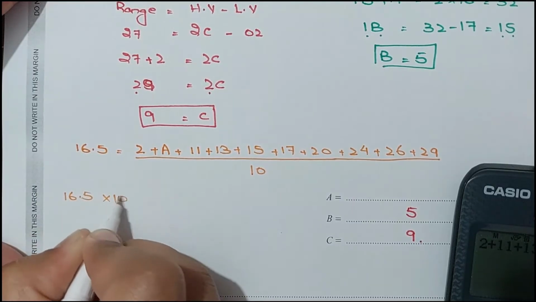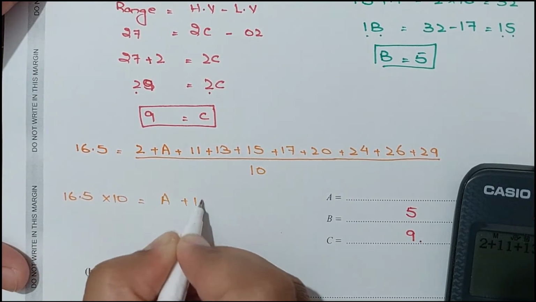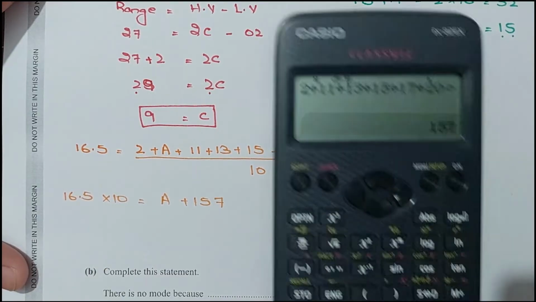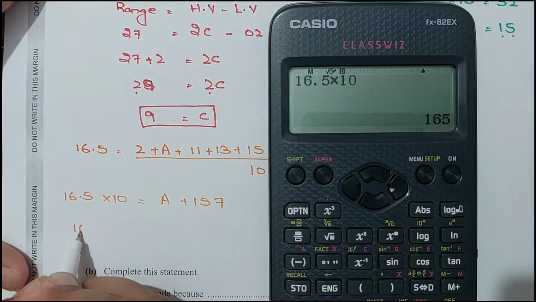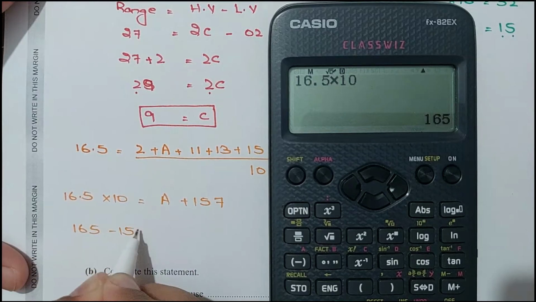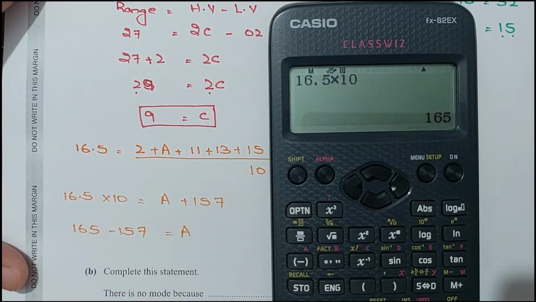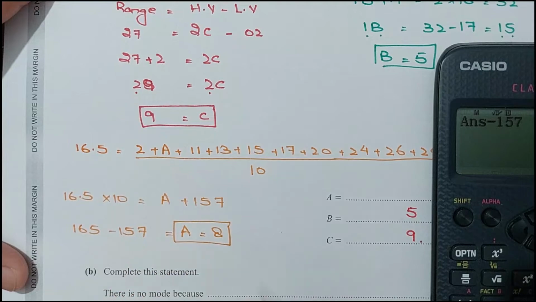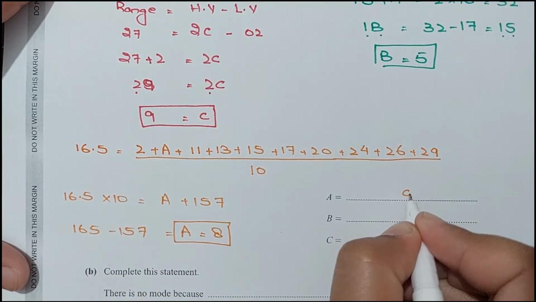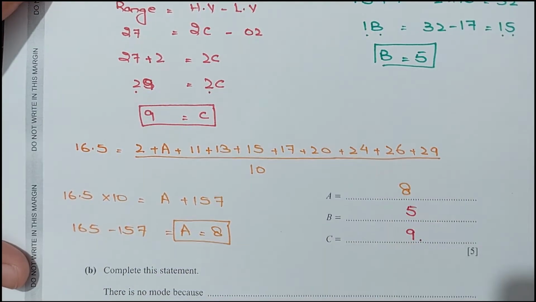16.5 times 10 is A plus 157. Okay, 16.5 times 10 is 165. From 165 take away 157, that is my A, so the A value is 8. We got the A value, which is 8, the B value is 5, and the C value is 9.